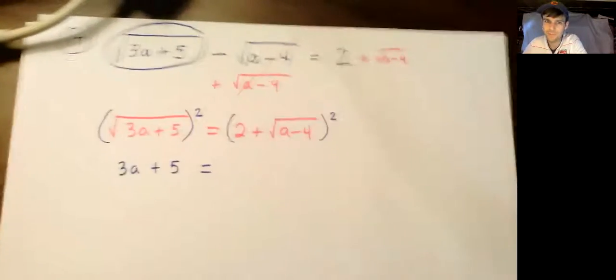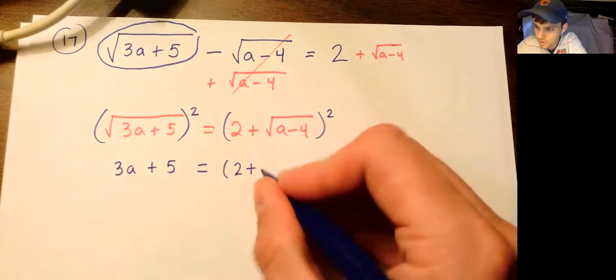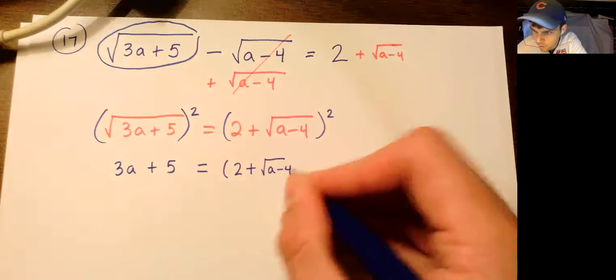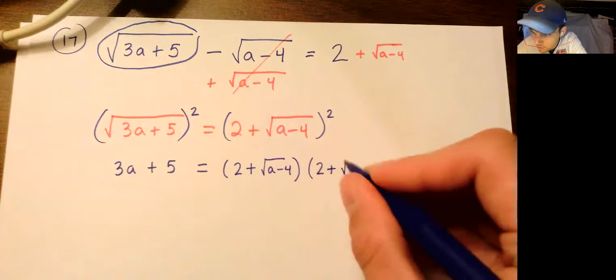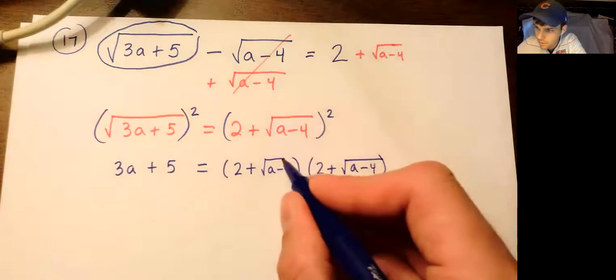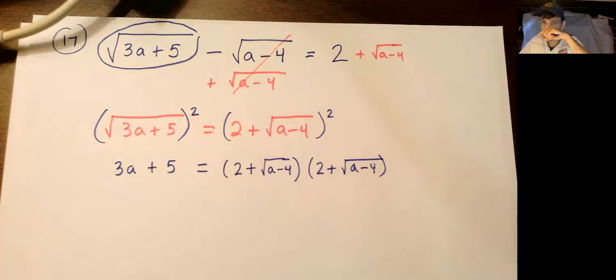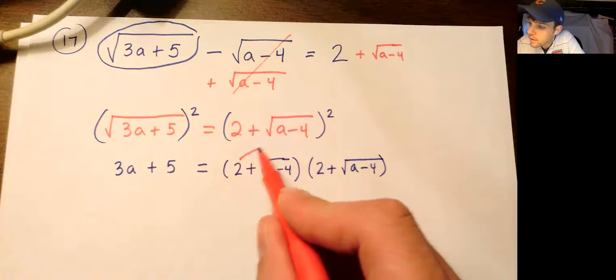So remember what we're doing is we are multiplying 2 plus the square root of a minus 4 times 2 plus the square root of a minus 4. Right? That's what that exponent's telling me to do, is multiply it by itself. So I need to do FOIL, or this sort of double distributive property, or a box, or whatever I want to do to multiply this out.